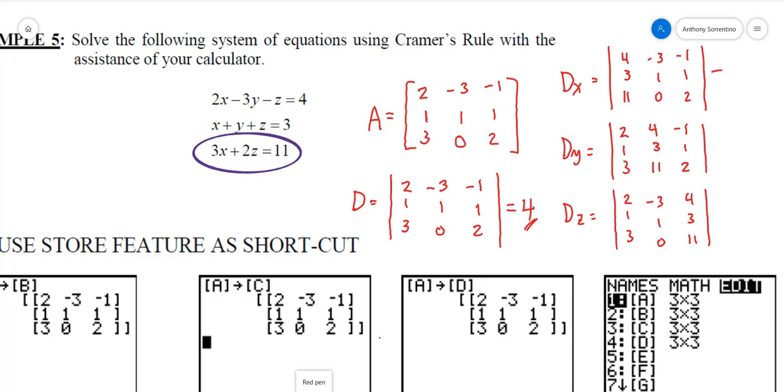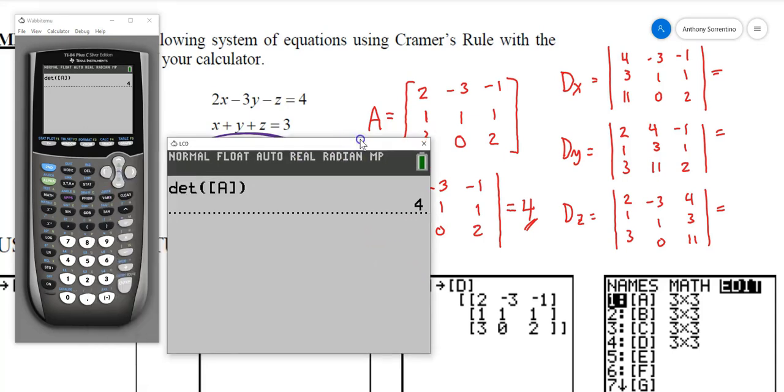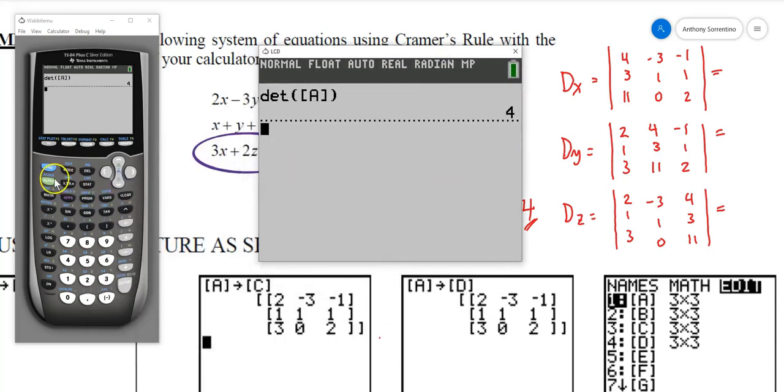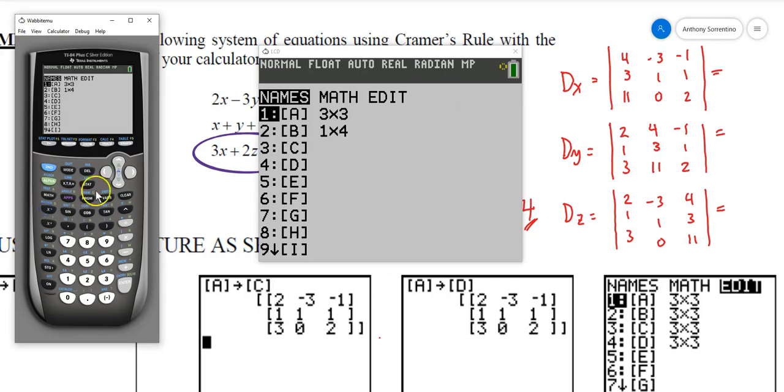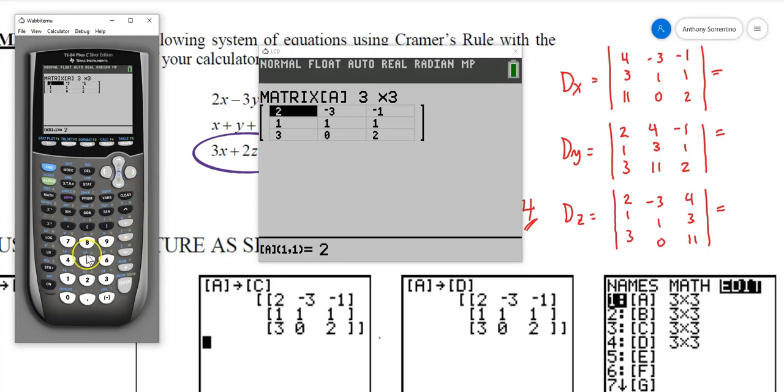Now if I'm going to do dx, dy, and dz, I'm just going to change the one matrix I have. So I'm going to go back to second matrix, go over to edit again, go to my 3 by 3 matrix, and now the only thing that's going to be different with this one is that I'm going to change this column to be 4. I'm hitting the down arrow now to save myself a little time. 4, 3, and 11.